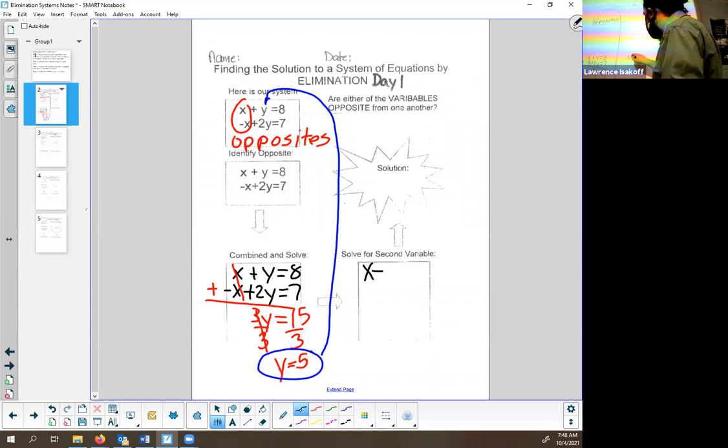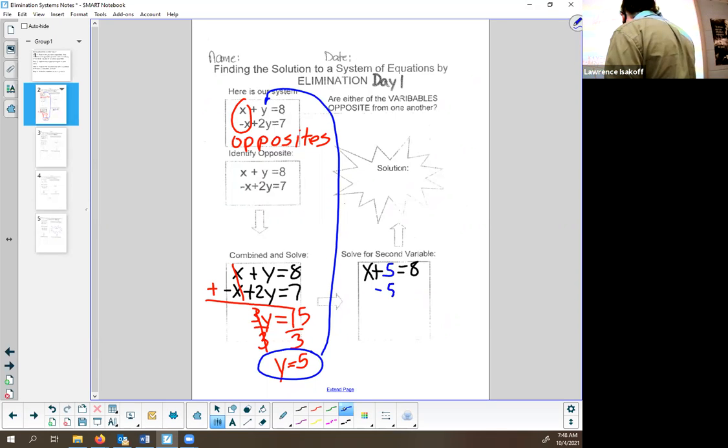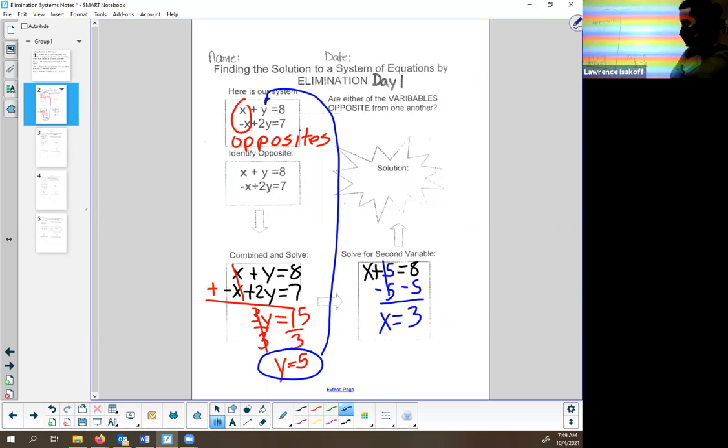So that will give me x plus, instead of writing y, I'm going to plug in 5 is equal to 8. Oh, this is easy to solve. What would we do to finish this? Yeah, let's just subtract 5 from both sides. X equals 3.